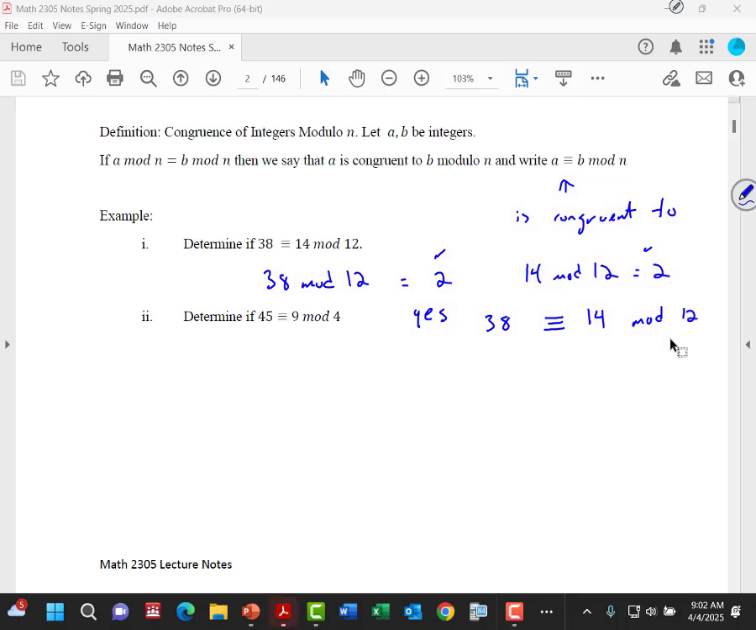Is 45 congruent to 9 mod 4? Well, if I compute 45 mod 4, I get a 1. And 9 mod 4 is also a 1. So yes, once again, I would say that 45 is congruent to 9 mod 4.